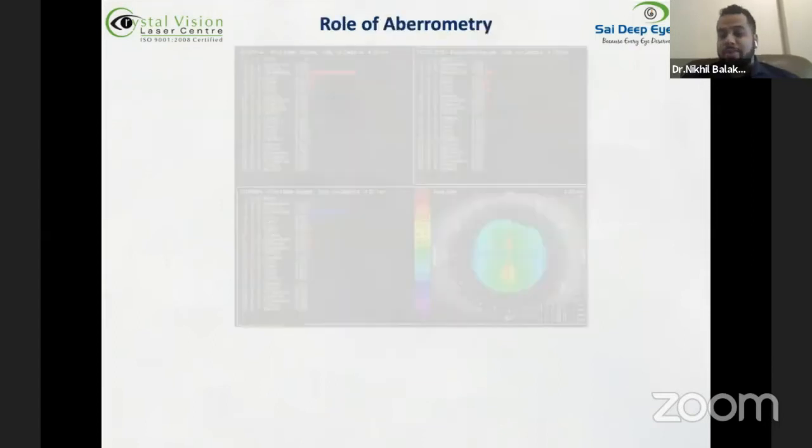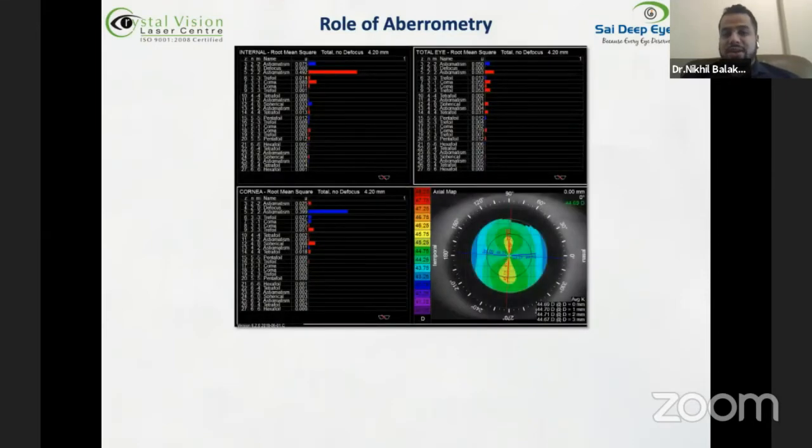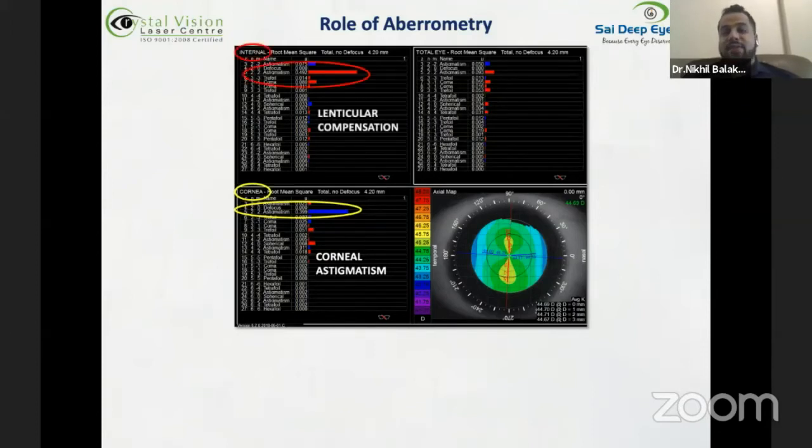Now, here comes the role of aberrometry. What we see on an aberrometer, an eye trace aberrometer, gives us all three, that is the internal, corneal, and the total eye aberrations. The internal is the aberrations that are induced by the lens. So what do we see here? That the patient has a high corneal astigmatism, but which is compensated by the lens. The lens is here compensating for that.